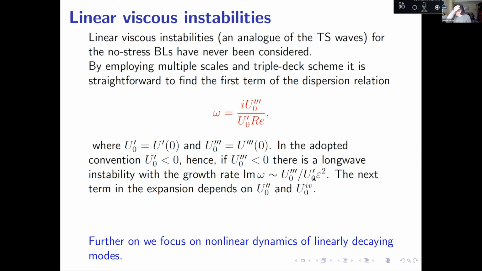So we've got also the next terms in the asymptotic expansion, and they depend on second derivative and fourth derivative of the basic flow at the surface, and verify this numerically, the whole thing numerically.